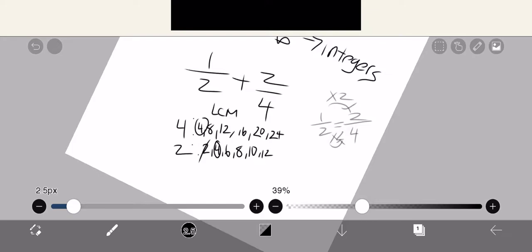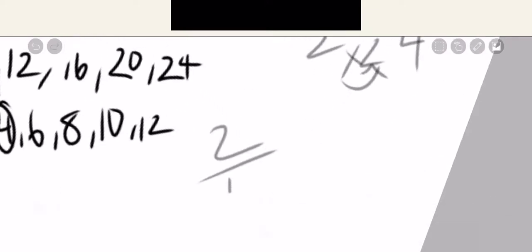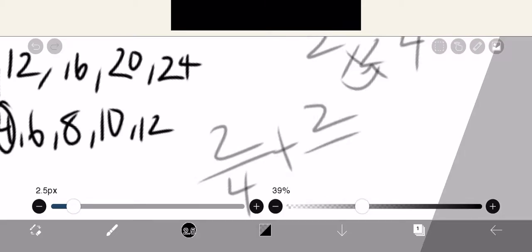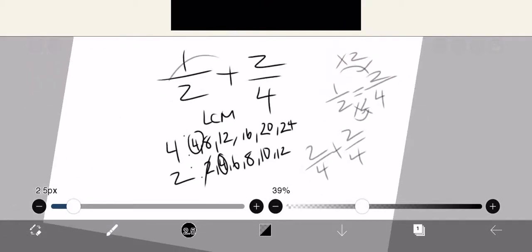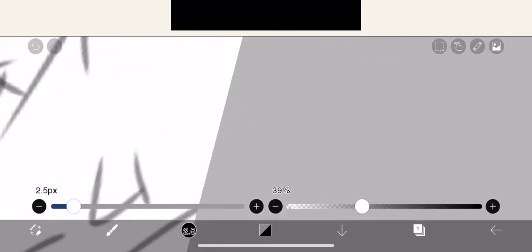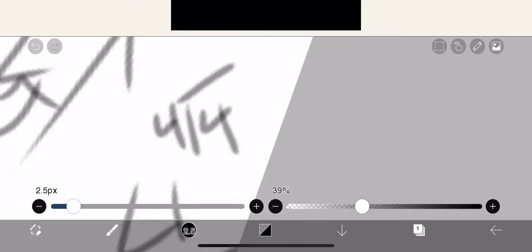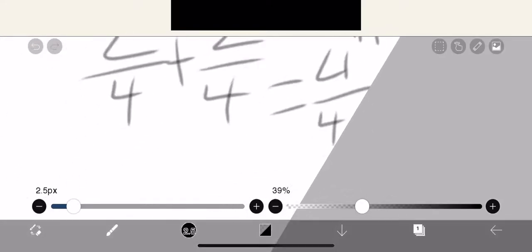Your answer will be 2/4. Now you have 2/4 add 2/4. Since this turned into this, you get 4 over 4. Now, since I said the numerator is like dividing by the denominator, you have to divide 4 over 4, which gives you 1. And your answer is 1.